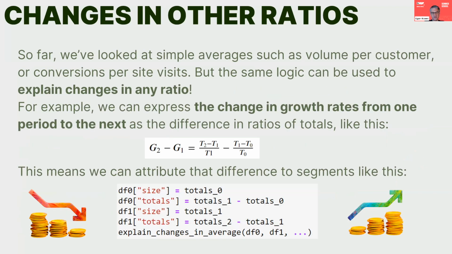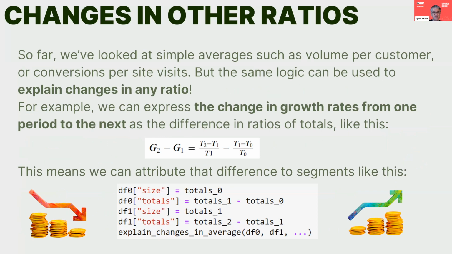Now, the other thing where you can let your imagination roam free is that the changes in averages can actually apply to any kind of ratios, right? I've talked about some simple and intuitive averages: conversions per site visits, volume per customer, or maybe revenue per volume, but you can do much more fun things with this.